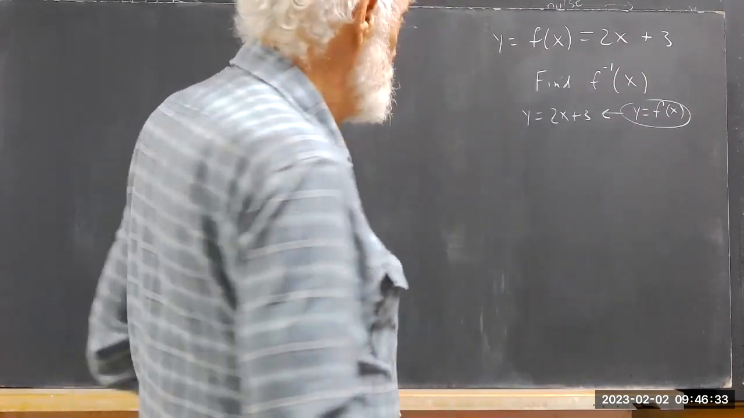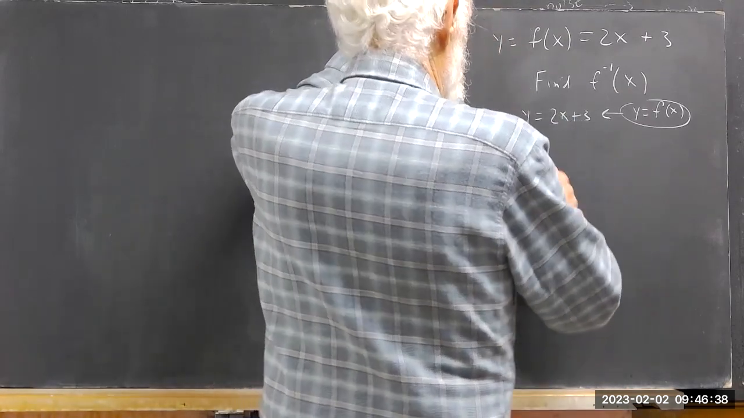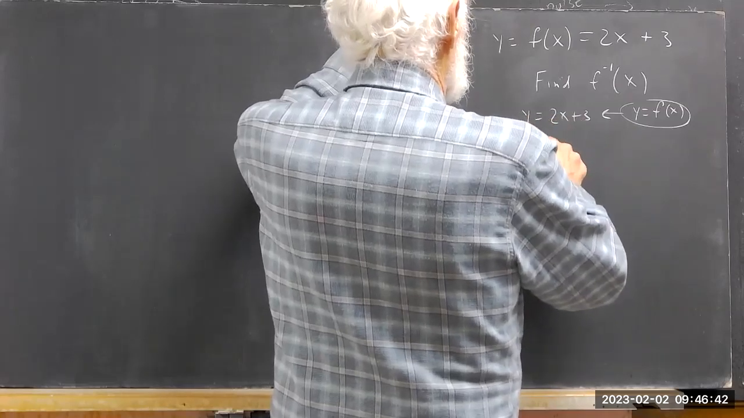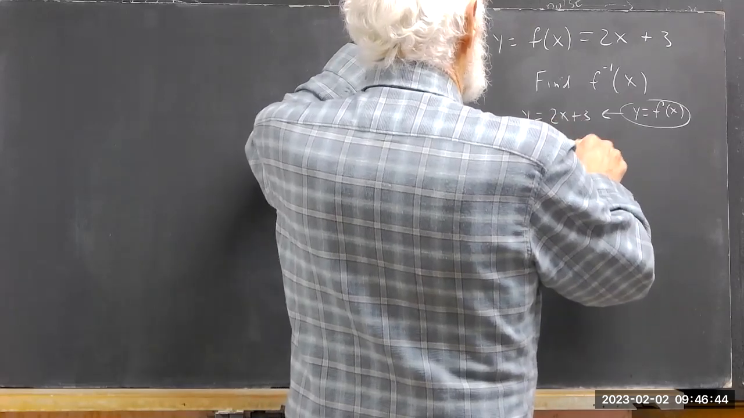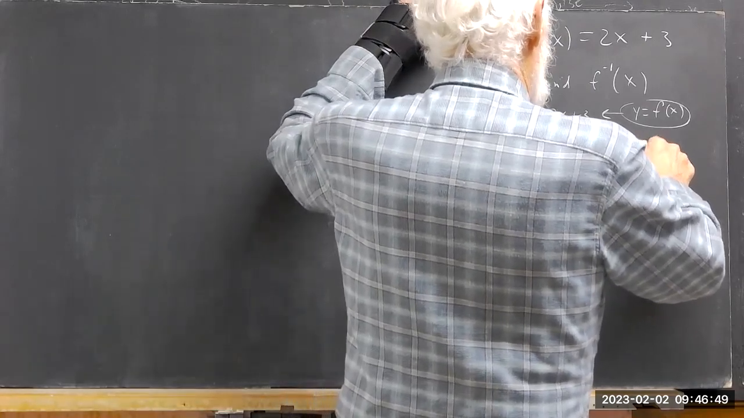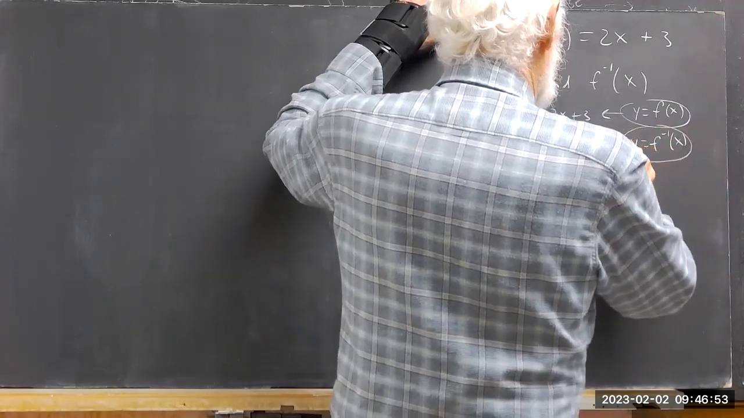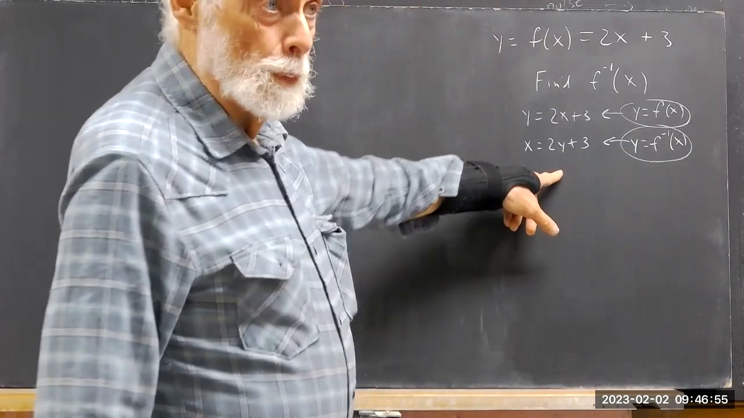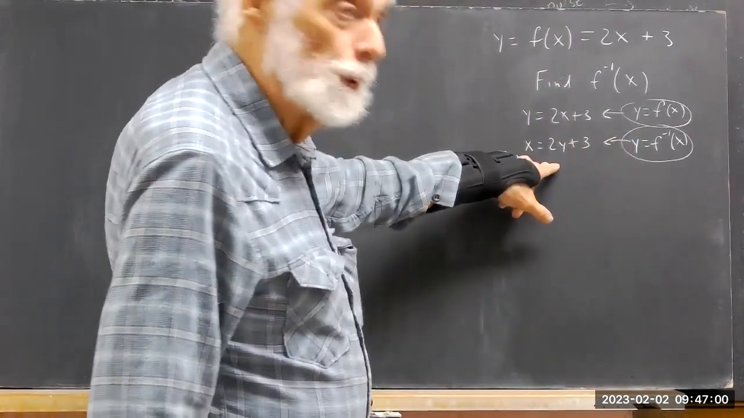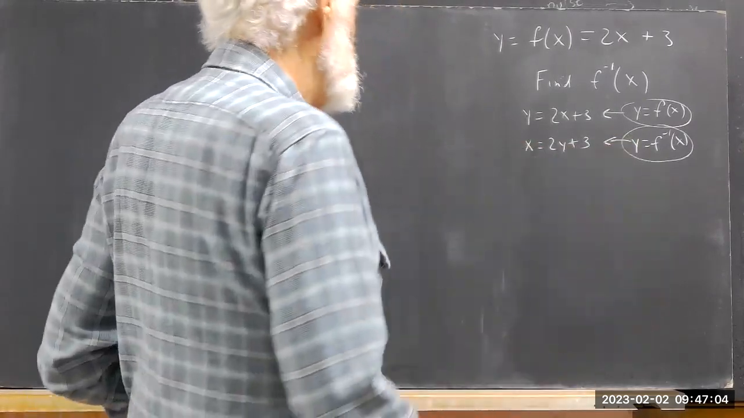Okay. And then we want to do the inverse function. So we switch X and Y. Where we've got Y, we write X. Where we've got X, we write Y. And this is the equation for Y equals f inverse. But of course, we want the formula for f inverse, so we better solve for Y.